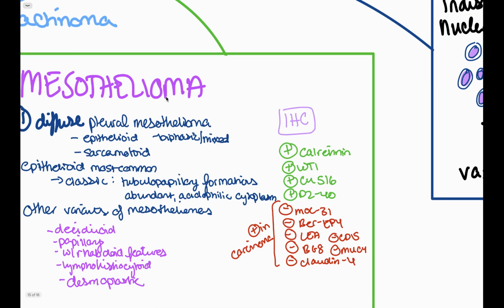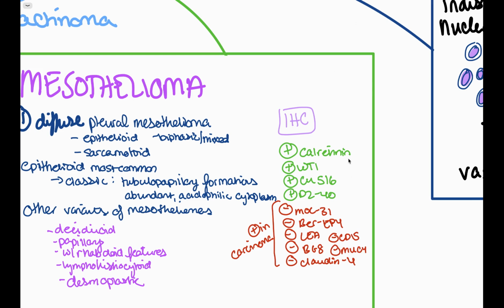Next, we have mesothelioma. So the most common type is diffuse pleural mesothelioma, which can be separated into epithelioid, sarcomatoid, or biphasic/mixed. Epithelioid is the most classic and common presentation. Classic formation of this is going to have tubulopapillary formations, abundant acidophilic cytoplasm. And there are other variants as well, including deciduoid, papillary with rhabdoid features, lymphohistiocytoid, and desmoplastic.